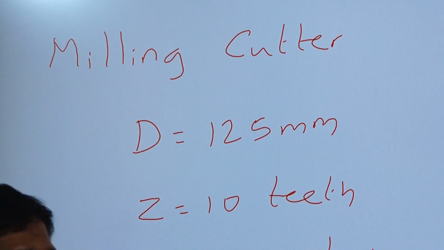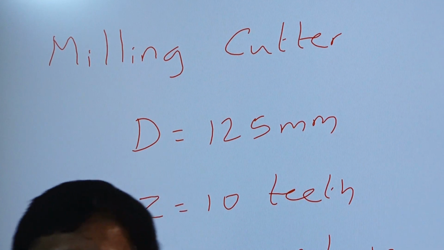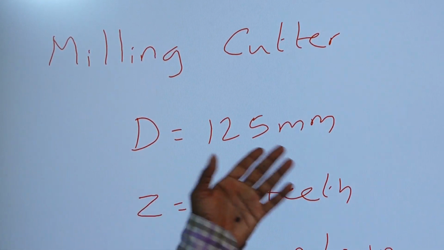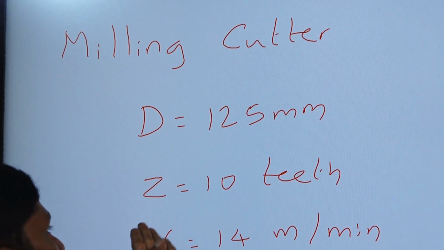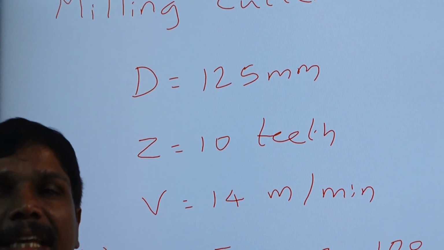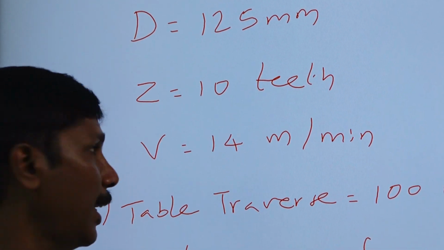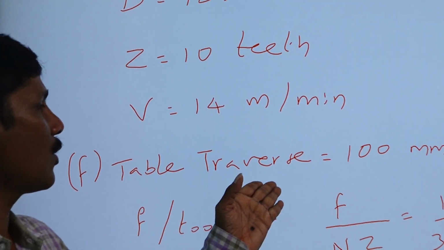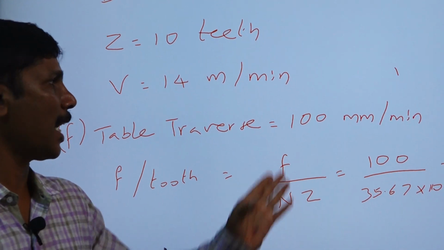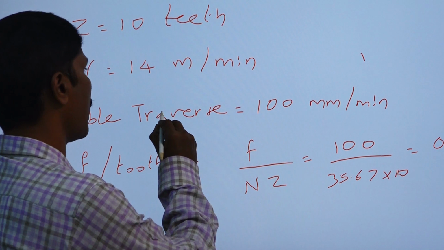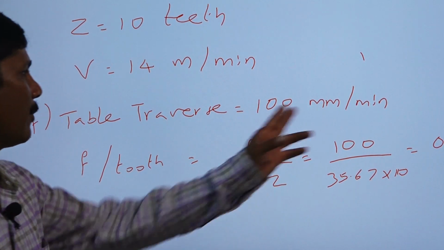Next question we are going to see is about the milling cutter. In the milling cutter, the diameter is given, it is 125 mm, and Z, the number of teeth in the cutter, is 10. The velocity is given as 14 meter per minute. The table traverse feed is given, it is 100 mm per minute.